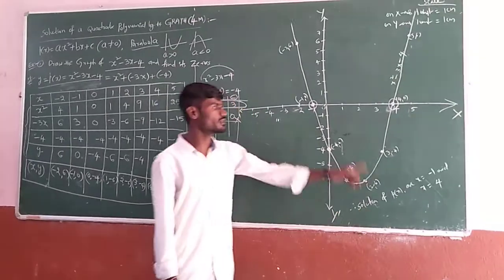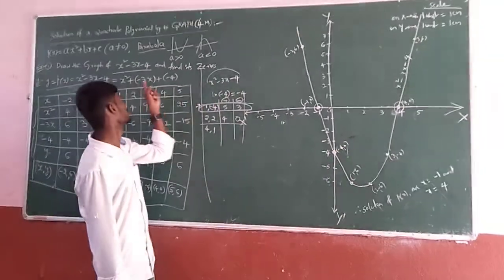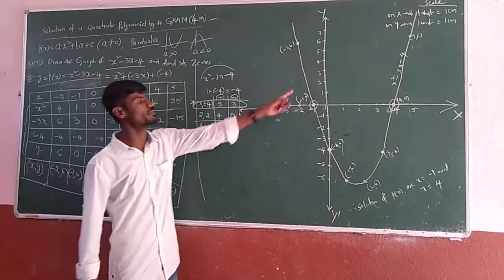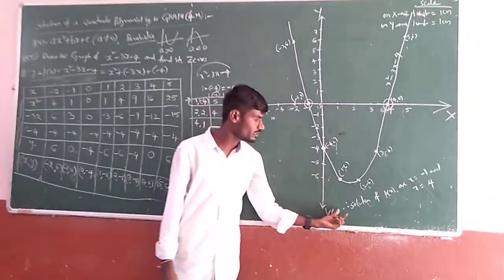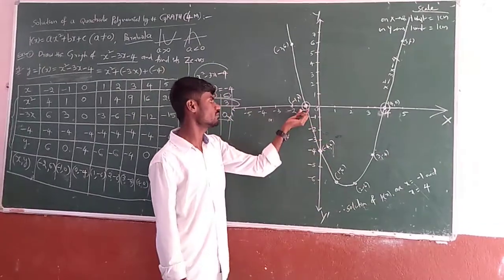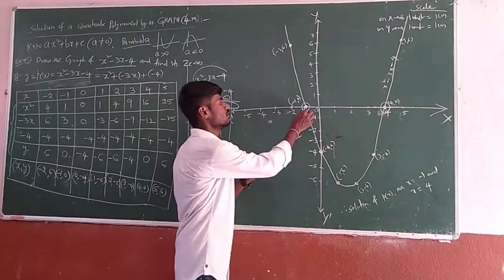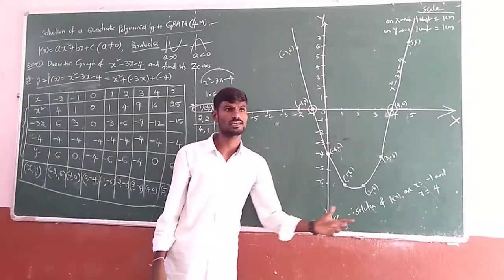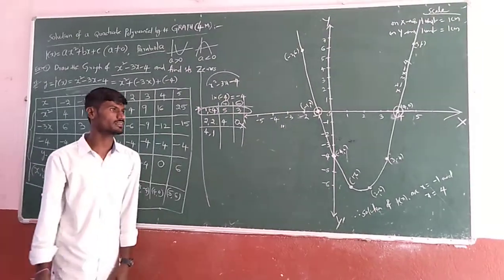You may expect either upward or downward by the x square coefficient, that is 1, a greater than 0, that's why it is an upward parabola. Then after that you have to write the solution of the graph. The zeros on the graph you compulsorily have to mention, and those zeros you have to mark with a circle. So this is the way of drawing a polynomial graph from the third chapter.